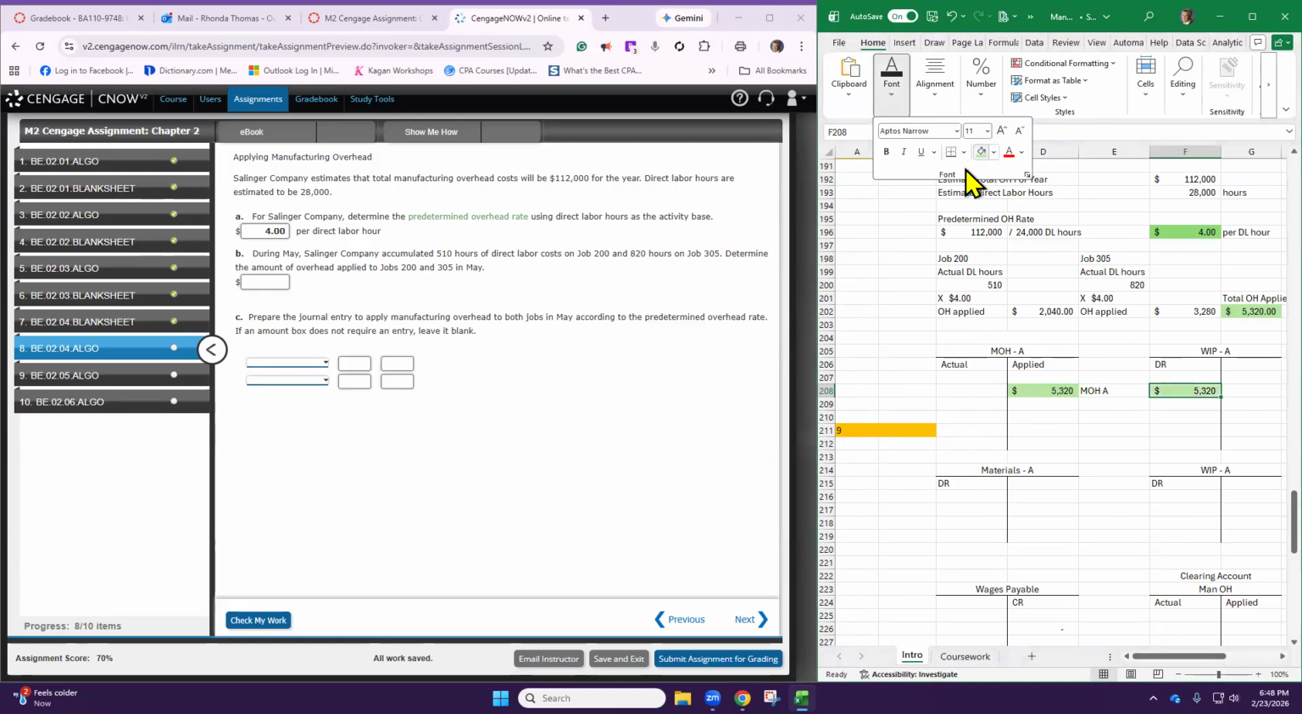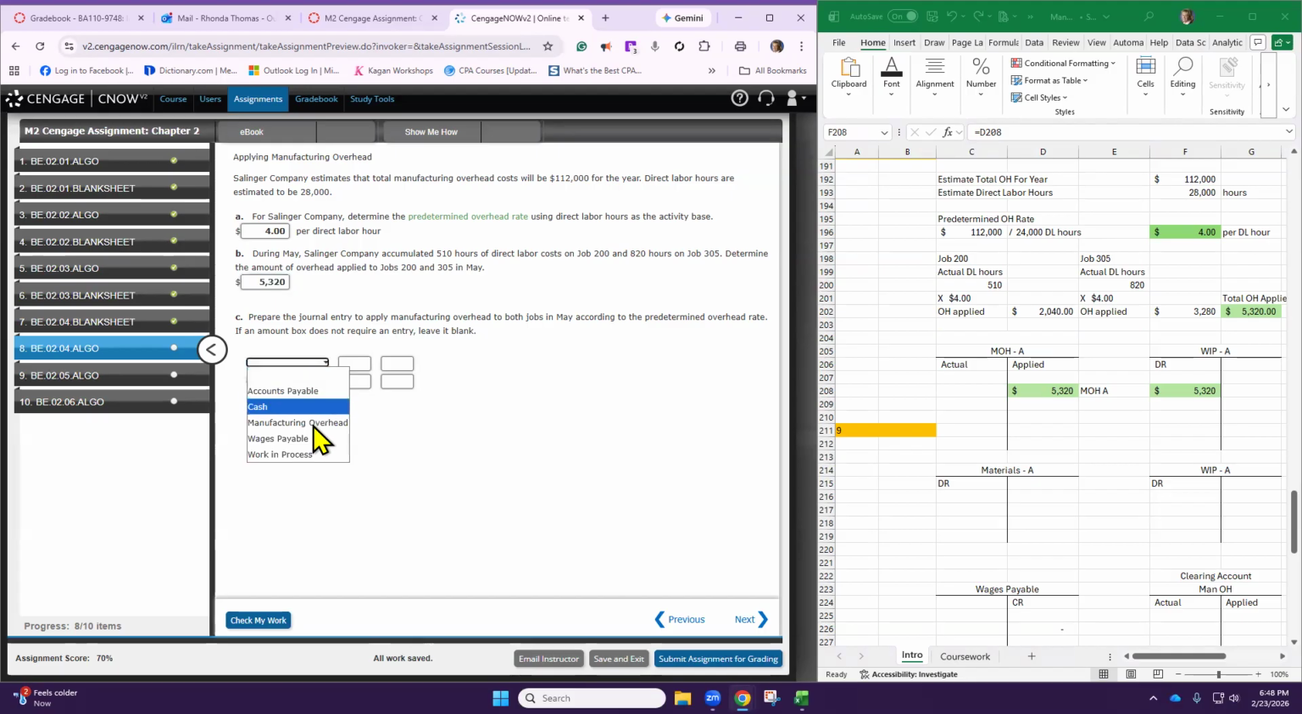And that is going to go to each job. Okay, it's going to go to each job, but right now we're just doing it in aggregate. Okay, so 5,320. And we'll go into work in process and come out of manufacturing overhead because we are applying it.